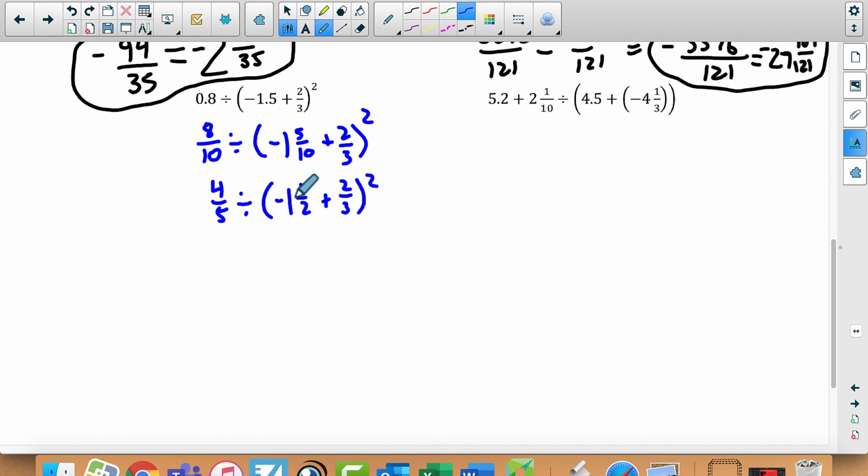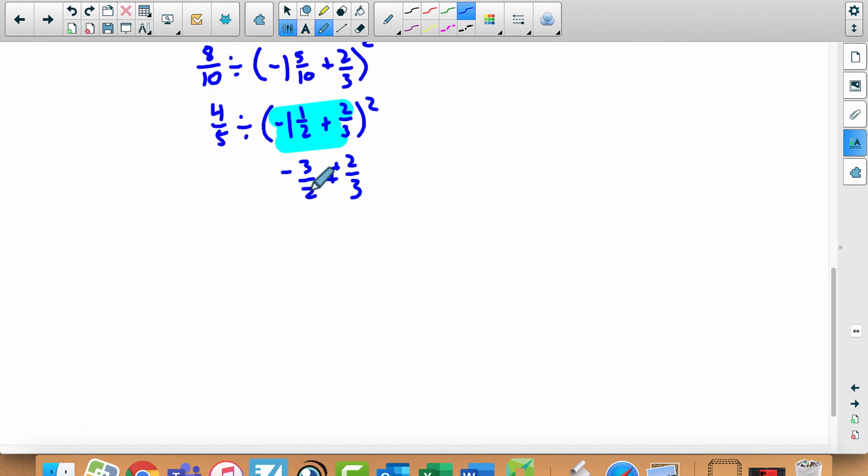And you could do this, and I guess very quickly I could do this. This needs to be done first because it's in brackets. So let's see, switch this into improper, and you get negative 3/2 plus 2/3. And this is positive, of course. Do you know which one's bigger? If not, that's fine. Just get your common denominators. Common denominator of 2 and 3 is 6.